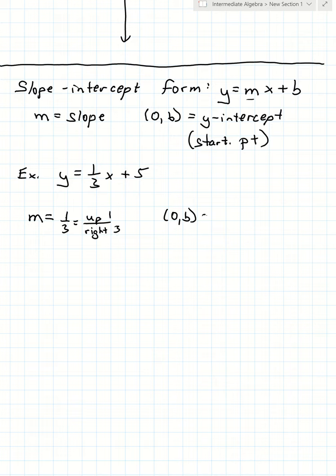But we need a starting point. We need a y-intercept of 0, b. Well, b is the number that occurs after the variable. So 0, the number after the variable is the number 5. So this is my starting point. That's where I'm going to begin my graph. So let's actually go to a coordinate plane.